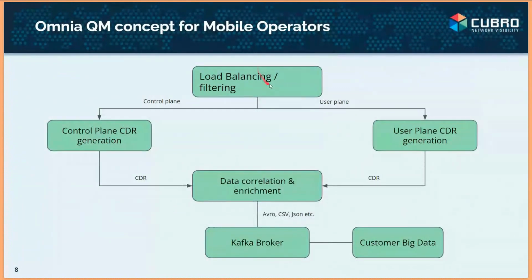Very high level overview. Usually we have a load balancing and filtering layer, like a packet broker, that will split the control plane traffic and the user plane traffic. And then from each one, we will generate CDRs. These CDRs will then be combined in an enrichment unit and correlation unit. And then from here, we can select whatever the customer wants in terms of output format, like Avro, CSV, JSON, whatever format is needed. And then send these, for example, to a Kafka server. And from the Kafka server, the customer queries it from the big data or whatever is here. But our solution basically stops here. So we generate all the metadata, and then the metadata can be transported to whatever tool is behind us.